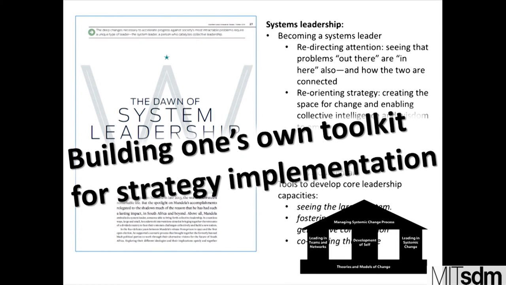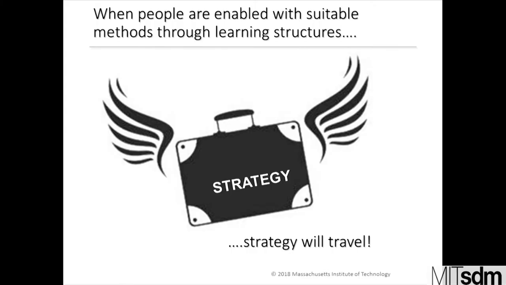And in fact, we are building what we call a social Bauhaus, which is tools, theories and methods that can be assembled into a parallel learning system that then gets taught. So we would draw upon causal loop diagramming, we would draw upon many of the other practices that are there and help organizations develop that, and that becomes one of the key leadership functions. So that's my concluding slide. I believe that strategy will travel when we enable people in their learning processes with toolkits that enable them to learn and grow collectively.